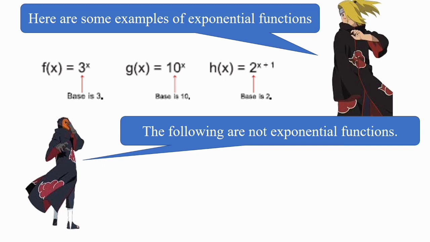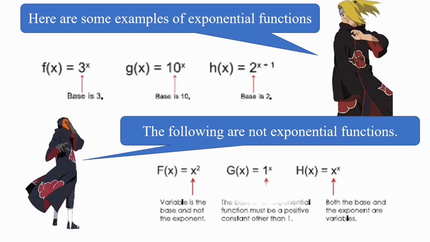The following are not exponential functions. Here are the examples. F of x is equal to x squared. G of x is equal to 1 over x. H of x is equal to x raised to the power of x. So first example natin, saan dito yung mali? So mali siya kasi yung base natin is variable. And yung exponent mo, hindi siya nagko-consist ng variable also. So, ibig sabihin, hindi siya exponential function.